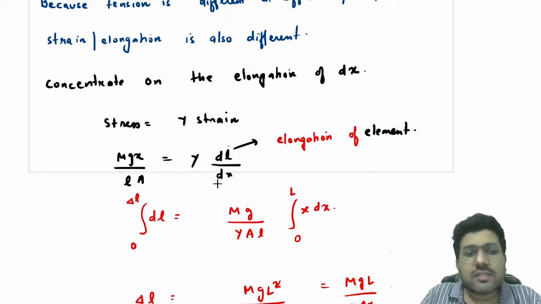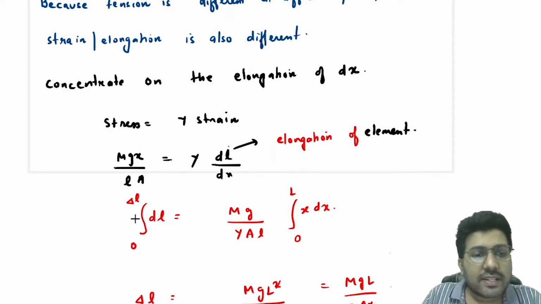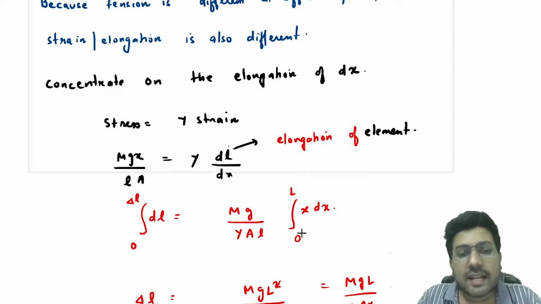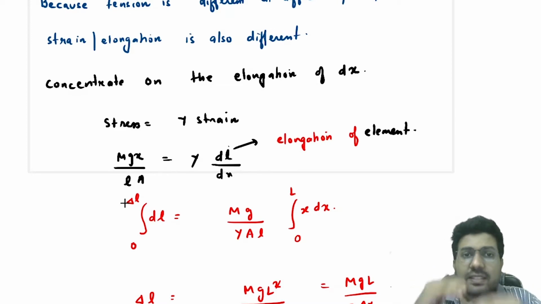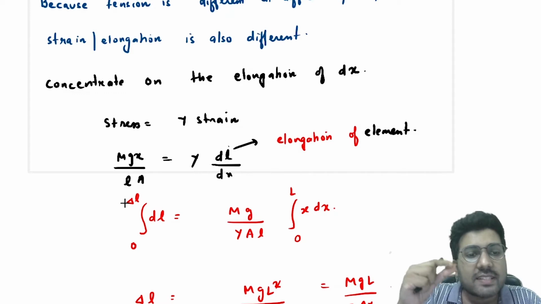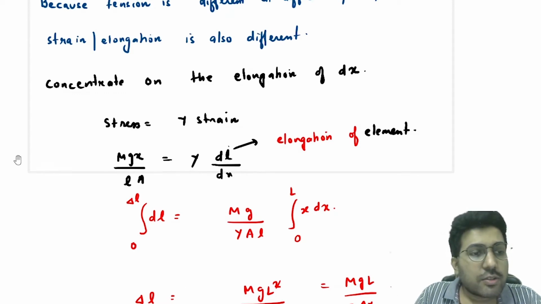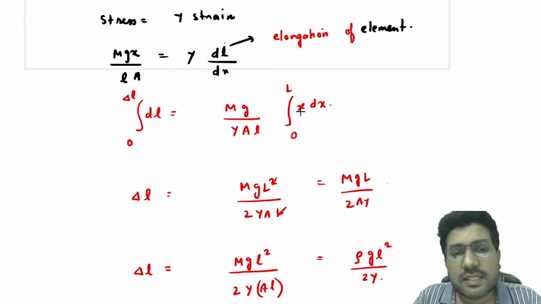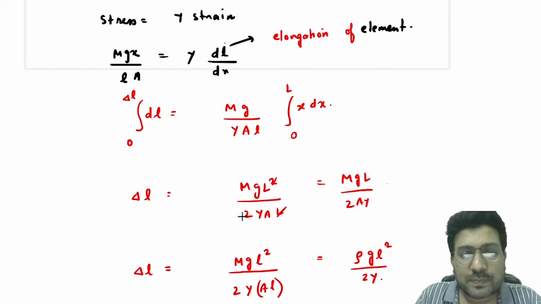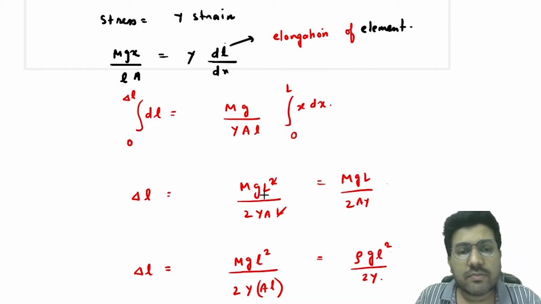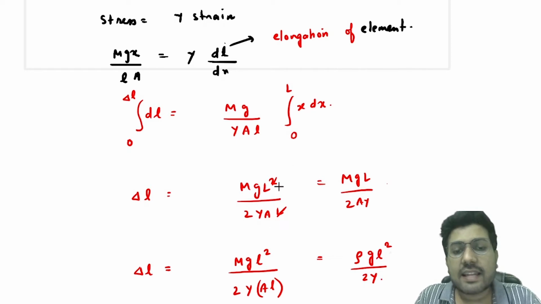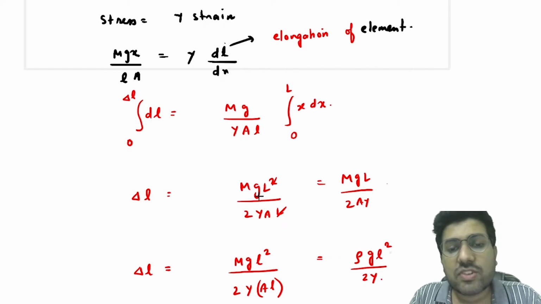I have just separated the variables, and we have got integration of dl is equal to mg by YAL integration of x dx. Now at x equal to 0, the tension is 0 and the elongation is 0. At x equal to L, the elongation is delta L. So the net elongation will be the summation of the elongation of all the small elements, and that will be equal to delta L. This is a very simple integration. Integration of x dx is x square by 2, and when you put the limit, it becomes L square by 2. So delta L is equal to mgL square by 2YAL. L L cancel, and you will get the elongation is equal to mgL by 2AY.